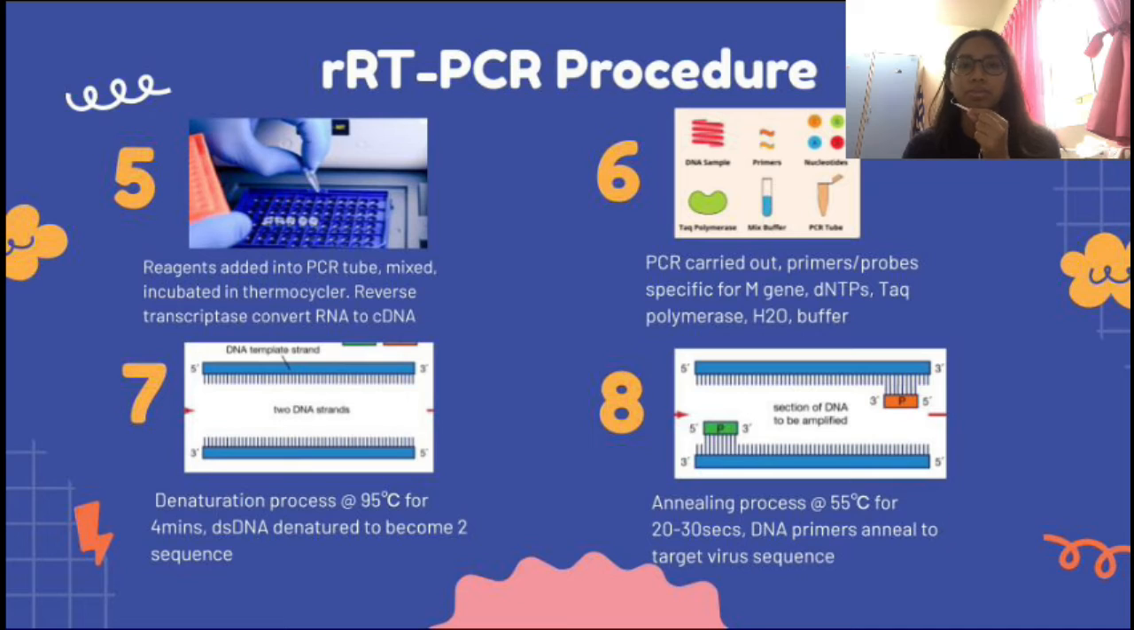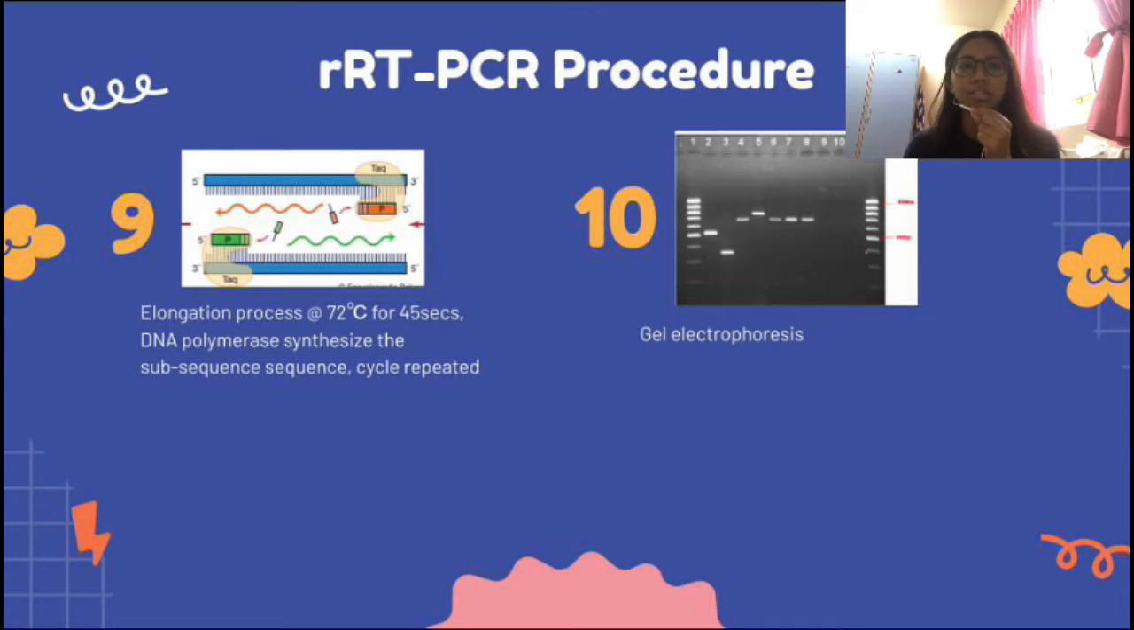Step 7, the first important process in PCR is denaturation, where double-stranded DNA is denatured to become 2 sequences. Step 8, annealing process then occurs where DNA primers will anneal to target virus sequence. Step 9, elongation process takes place to synthesize the subsequent sequence, and the cycle is repeated to form many copies of DNA genome. Lastly, step 10, gel electrophoresis is done to record results.